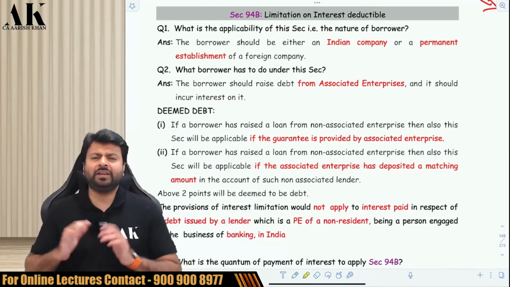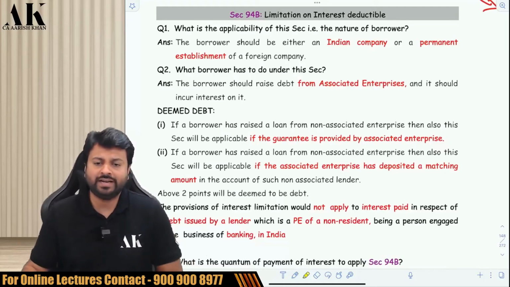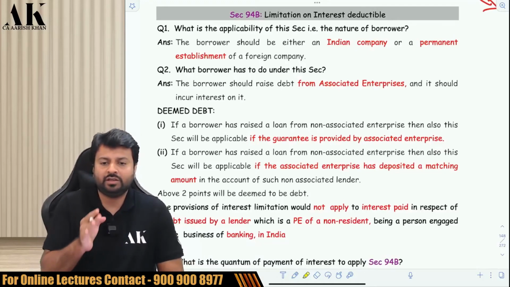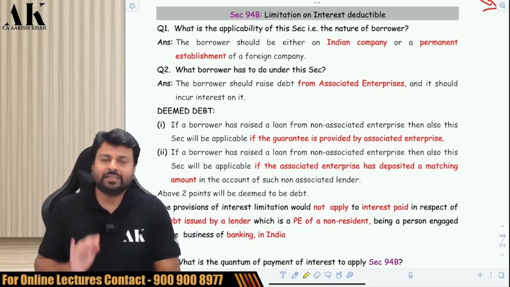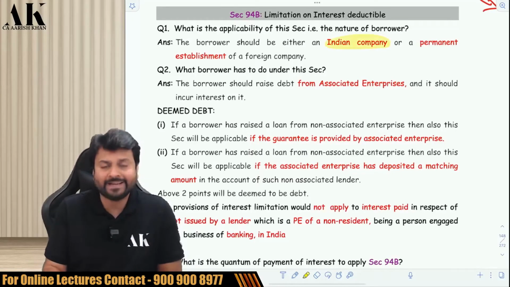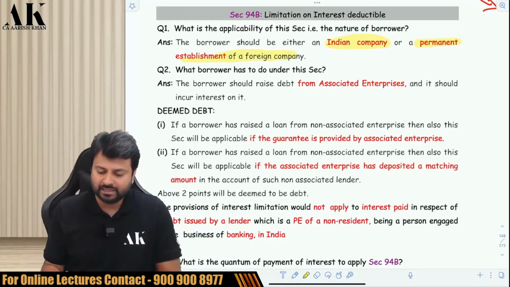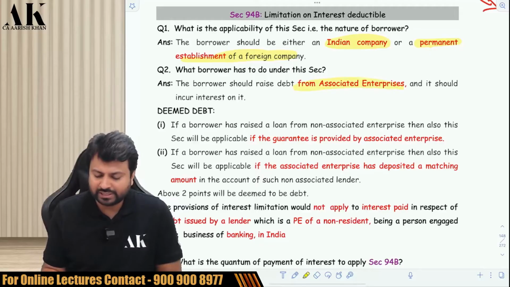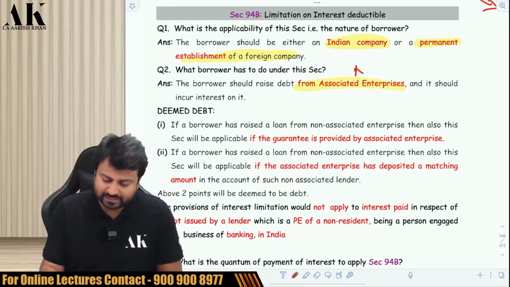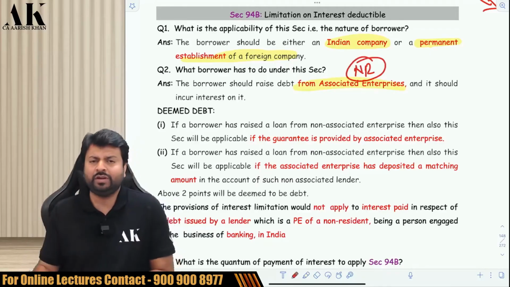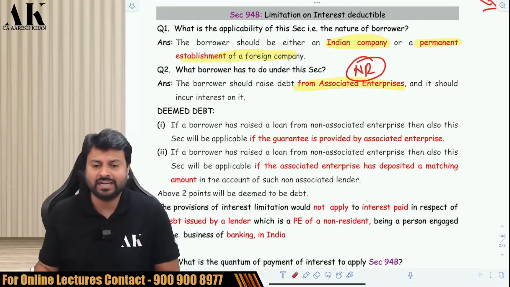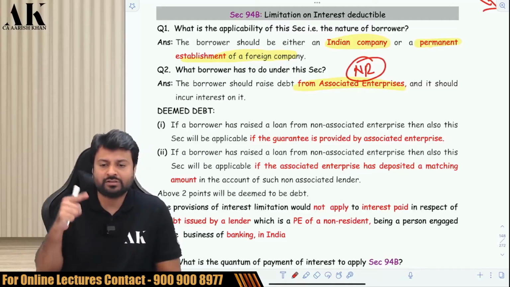Okay. Now next one, very important for your exam, that is limitation of interest. In some cases, the government is limiting your interest to some extent. In that case, who is the borrower? The borrower will be an Indian company or a permanent establishment of a foreign company. And who will be the lender? The lender will be, first of all, an associate enterprise who is a non-resident. Obviously, otherwise transfer pricing provisions are not applicable, because one of the parties has to be a non-resident.